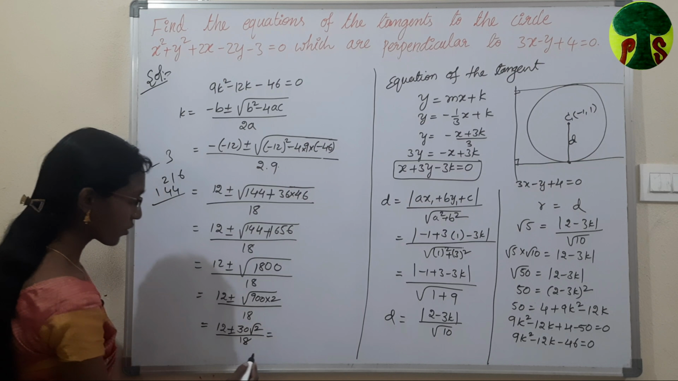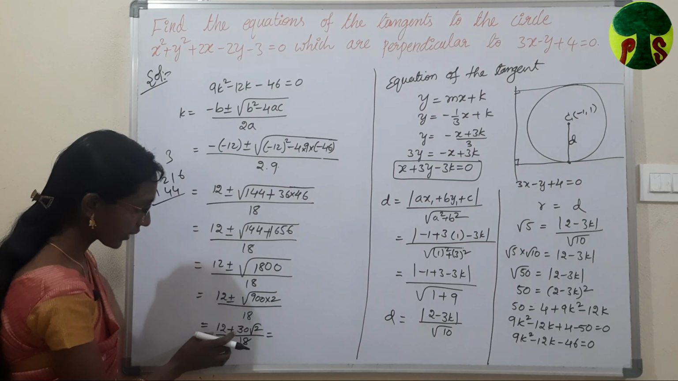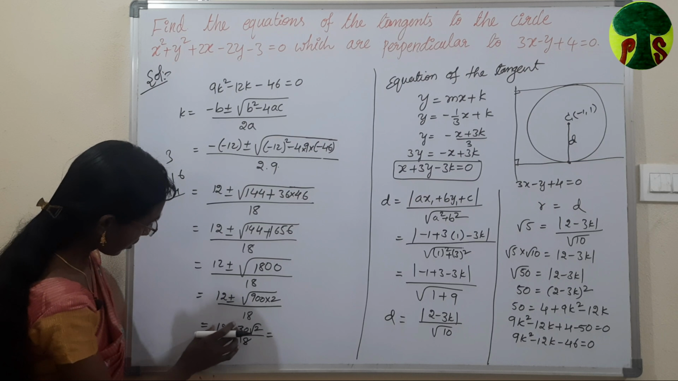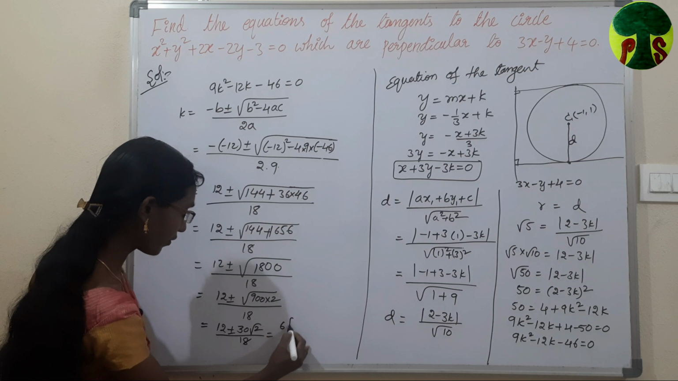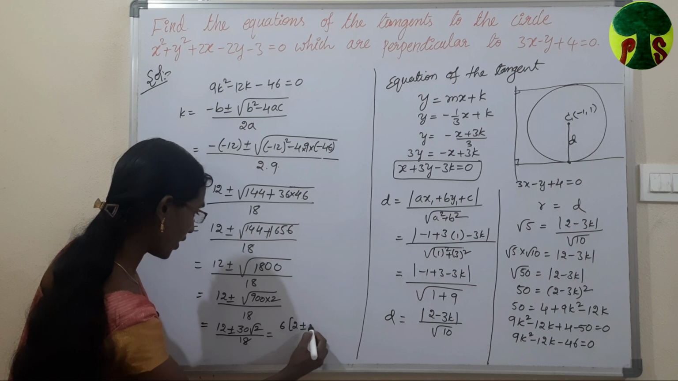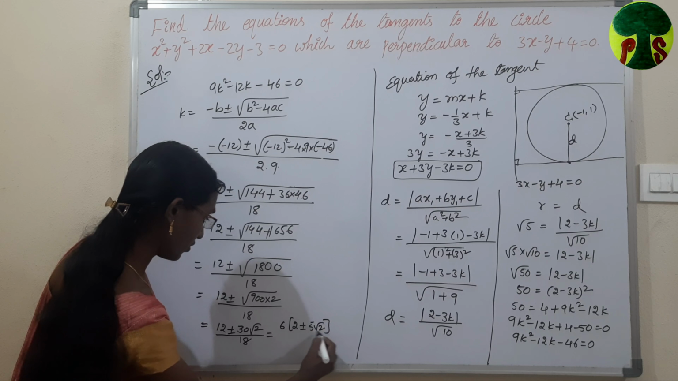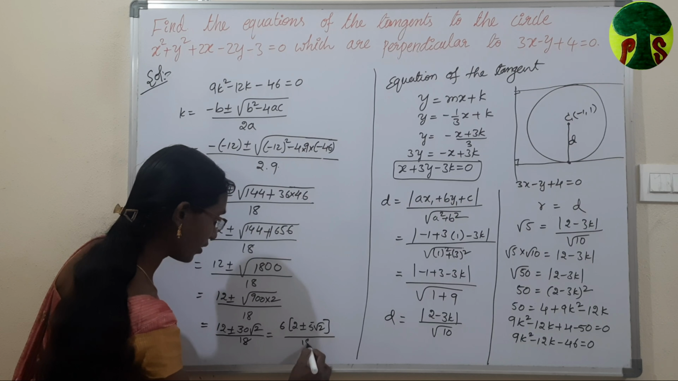So that is equal to, here we can take 6 common in the numerator. We will get then 2 plus or minus 5 root 2 divided by 18. 6 1s are 6, 6 3s are 18. So finally we will get the value of k as 2 plus or minus 5 root 2 by 3. Now substitute the k value in this equation.